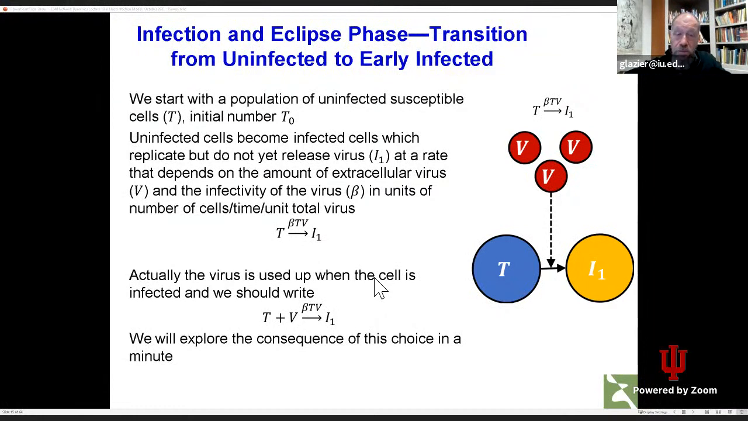And the very first thing we're going to do, going back to the very first thing we did in class, the very first day of class, is to have a model of the infection of susceptible cells. And we're going to say that the probability an individual susceptible cell becomes infected is just proportional to the amount of virus that we have times the infection rate, beta. The total rate is going to be proportional to the number of cells that can be infected, T. Now, since in reality the virus is used up, once a virion goes into a cell, it can't be used again. We really should have something that looks like a reaction, T plus V goes to I1. But in fact, the amount of virus is so much bigger than the amount of virus used up in infection that we can more or less ignore that.